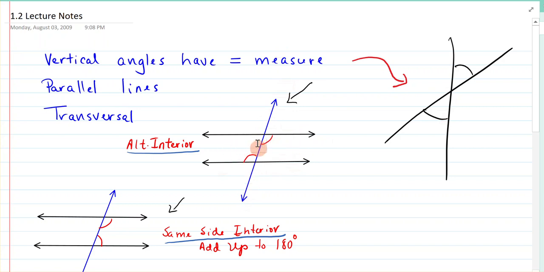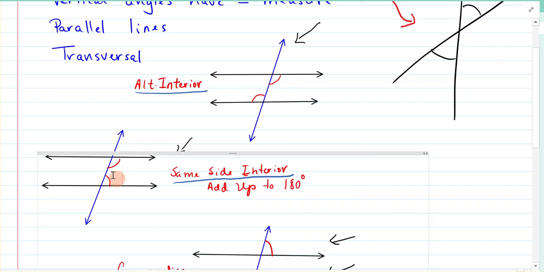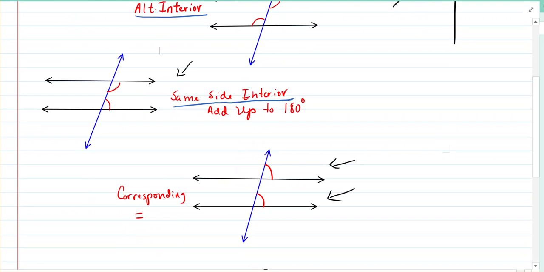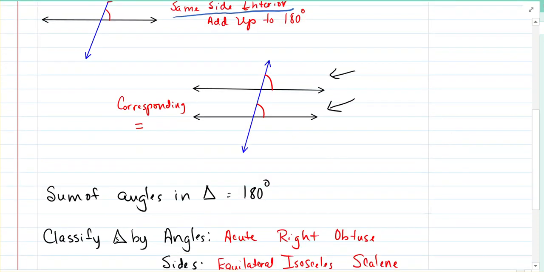Inside, between the two parallel lines, I've got alternating angles, so they're on either side of the transversal: alternate interior, and those are equal. If I've got angles on the same side of the transversal and inside, they're same side interior, and they're not the same, but they do add up to 180. So that's another relationship. And then also, if you have the same place, like here and here, so I'm above the parallel line and on the right side of the transversal, those are corresponding and they are equal. So those are the relationships that we need to remember.